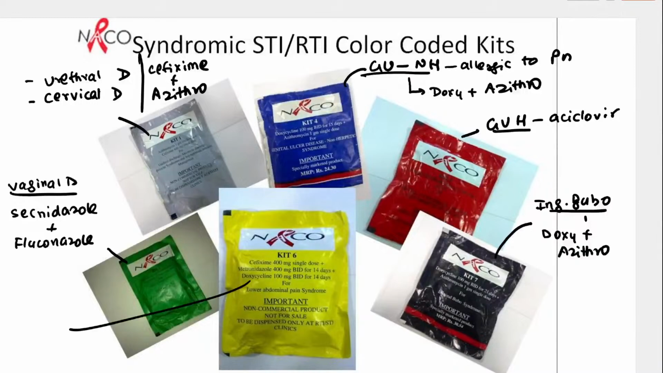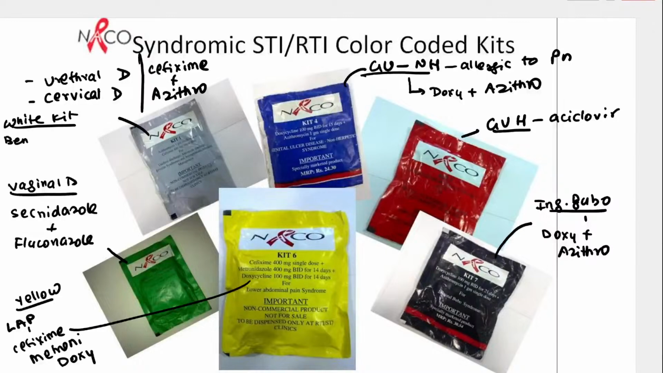This is a yellow kit for lower abdominal pain, LAP. This has cefixime, metronidazole, and doxycycline. In this, I don't have the white kit, which will be for genital ulcer, non-herpes again. That will have benzathine. I don't have space, maybe I'll write it here. White kit has benzathine penicillin plus azithromycin. Again, genital ulcer, non-herpes. These are your kits for STDs. I hope you understood this.